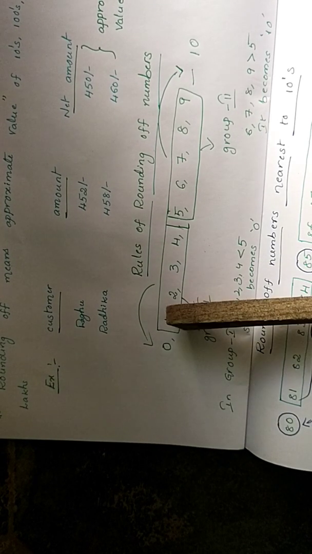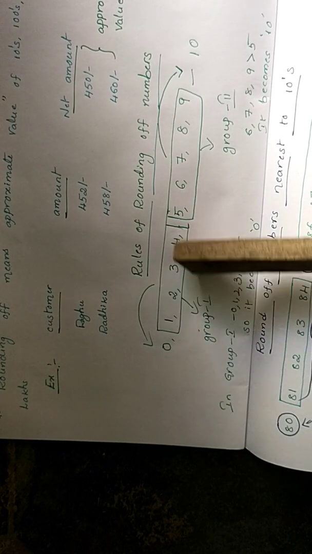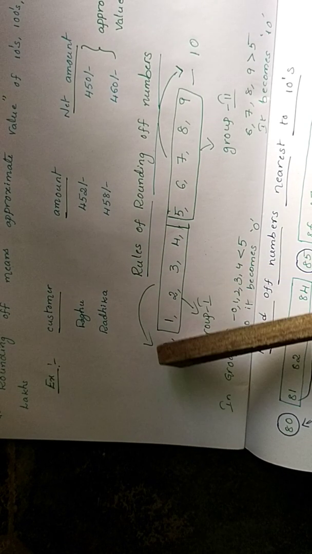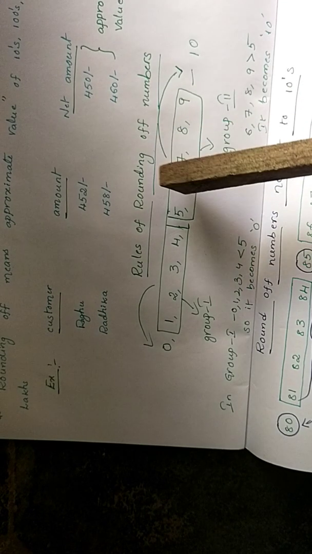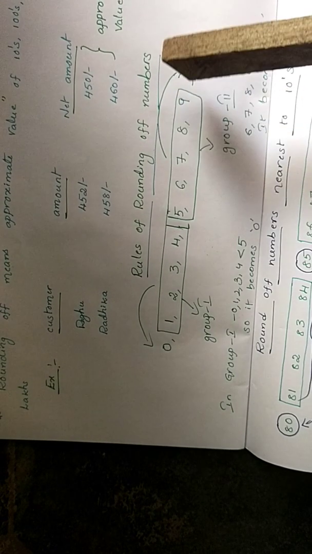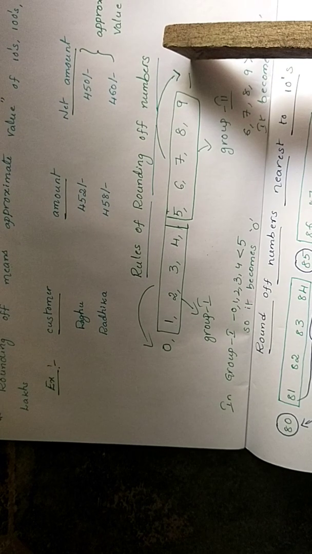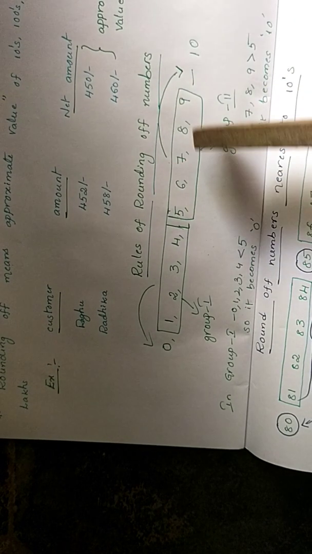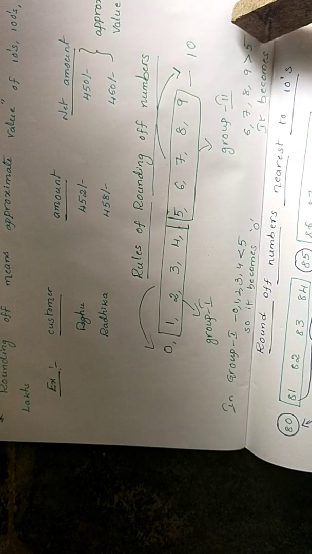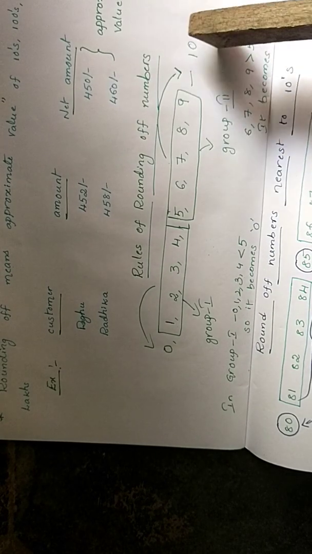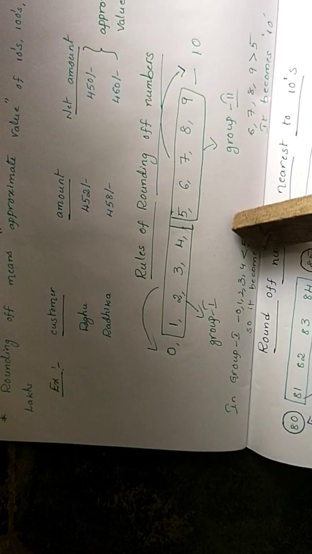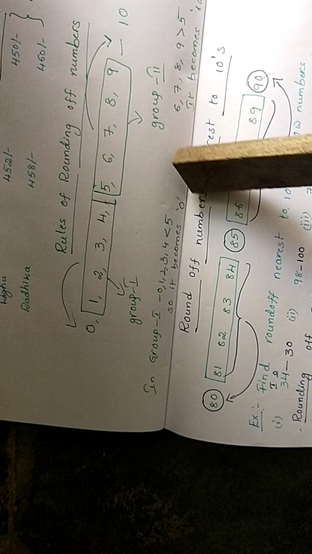We assume that wherever these numbers appear, these digits become 0. And here 6 means 10, 7 also means 10, 8 becomes 10, 9 becomes 10. Why? Because these numbers are greater than 5. That's why these numbers go to the next multiple of 10. Okay, next.